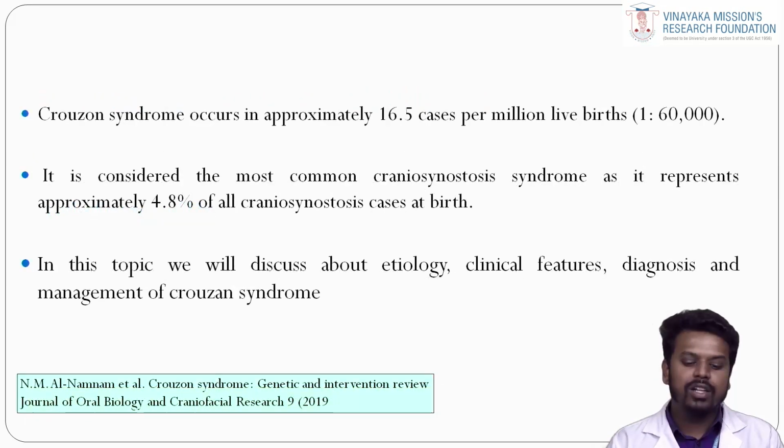Crouzon syndrome occurs in approximately 16.5 cases per million live births, that is a 1:60,000 ratio. It is considered the most common craniosynostosis syndrome as it represents approximately 4.8% of all craniosynostosis cases at birth. In this topic, we will discuss etiology, clinical features, diagnosis and management of Crouzon syndrome. Proper treatment is not there for a Crouzon syndrome patient, but management can do the best for the patients.